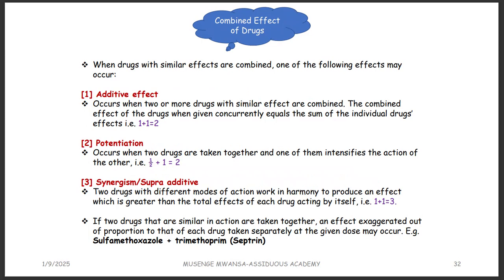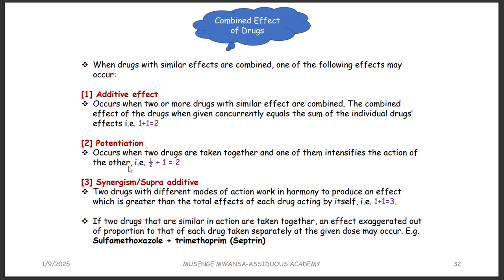When you give two drugs at the same time, they can have a combined action. They can have an additive effect. Additive effect means when you give drug A and drug B, their action is the sum of the two. For example, drug A is supposed to make you feel good, and drug B also makes you feel good. So if you give them together, 1 plus 1 is equal to 2, so you feel better. Again, when you combine some drugs, they can have what we call potentiation.